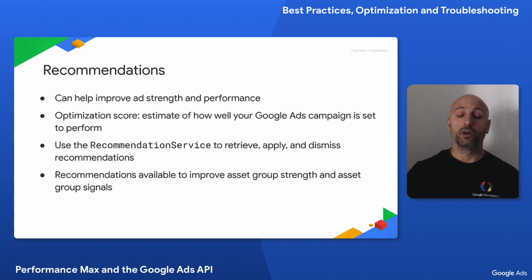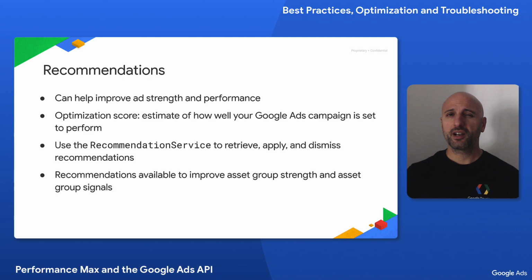There is a value called optimization score, or OptiScore, that tells you how well your campaigns are set to perform and how much room for improvement we think there is if you apply our recommendations. The recommendation service of the Google Ads API allows you to retrieve the recommendations we have for your campaigns, and then you can either apply them or dismiss them using the same service.